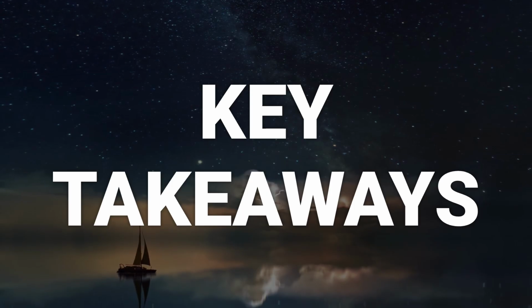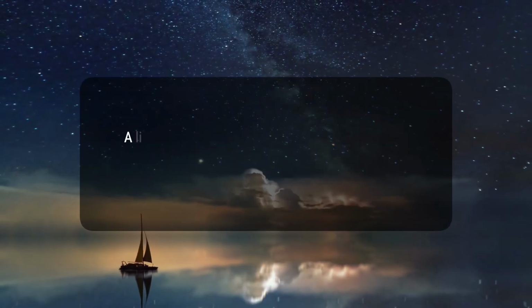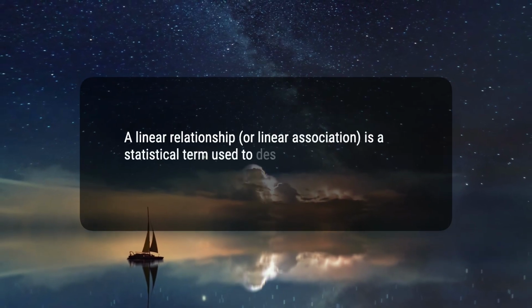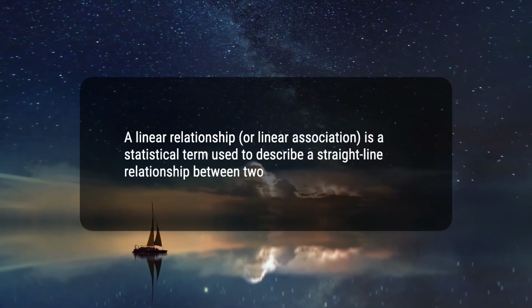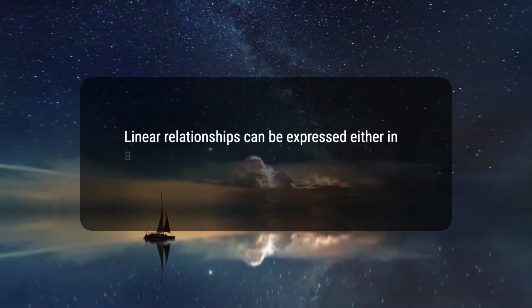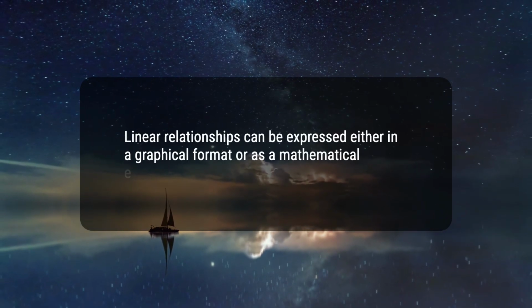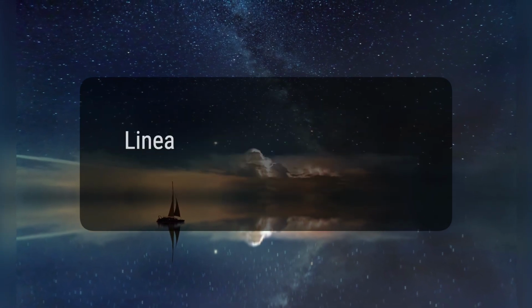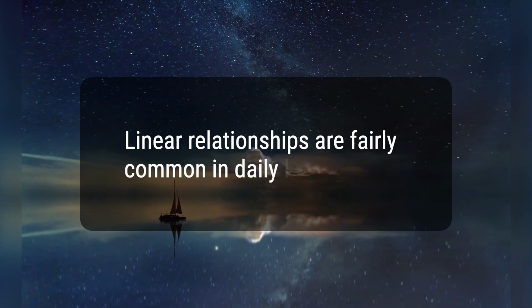Here are three key takeaways. 1. A linear relationship, or linear association, is a statistical term used to describe a straight-line relationship between two variables. 2. Linear relationships can be expressed either in a graphical format or as a mathematical equation of the form y equals mx plus b. 3. Linear relationships are fairly common in daily life.